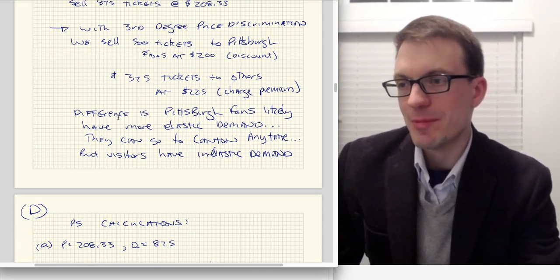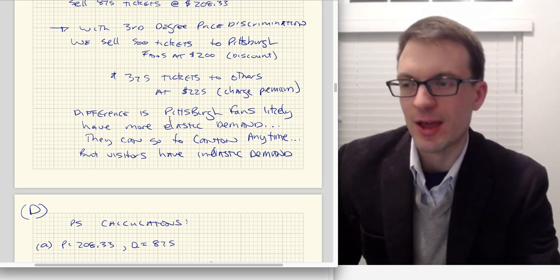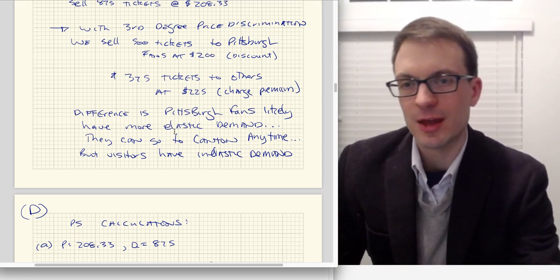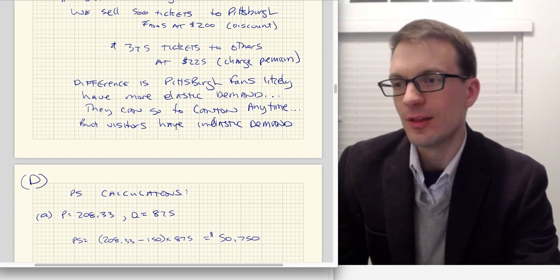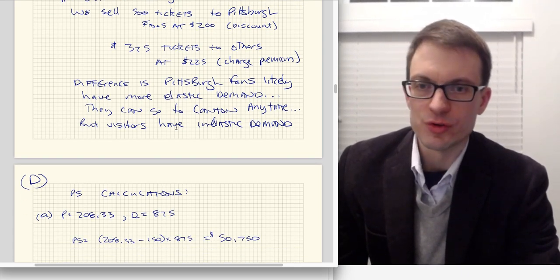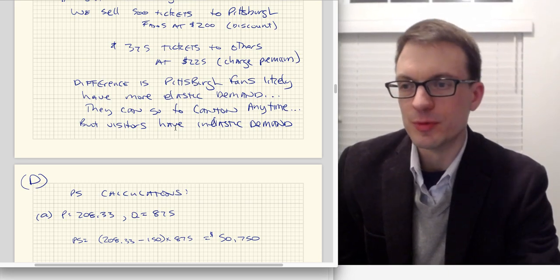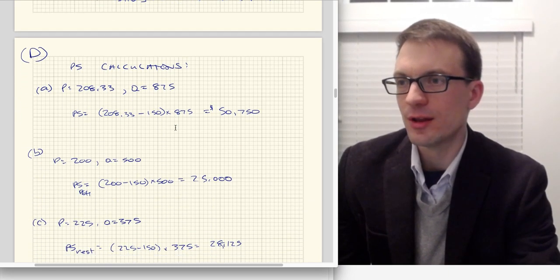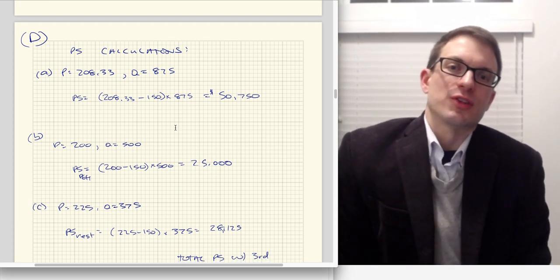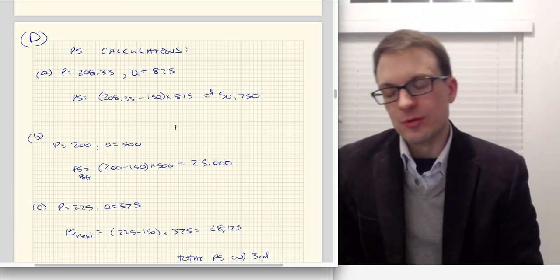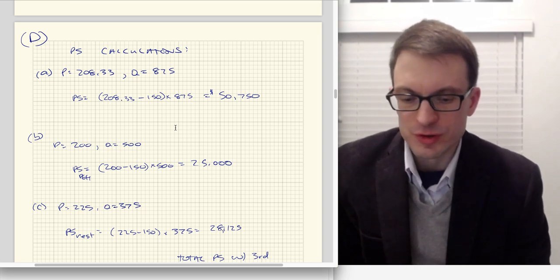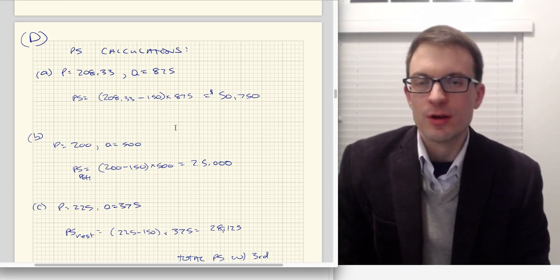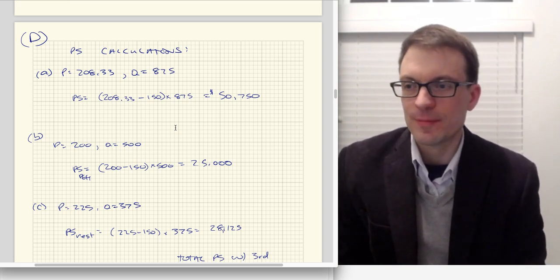Right, so here's my comment. Well, the difference is the Pittsburgh fans likely have more elastic demand, or at least relatively more elastic demand compared to the non-Pittsburgh fans. They can go to Canton anytime. It's 2 hours away. But the visitors presumably have much more inelastic demand. And that would be like the comparison between Colorado ski resorts, right? So you have a different package for those living local to Colorado, local to Breckenridge or Keystone or whatever, versus those flying into Denver, right?